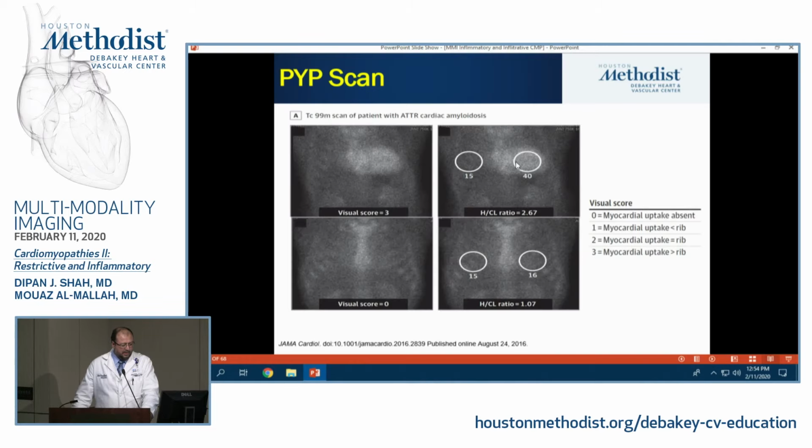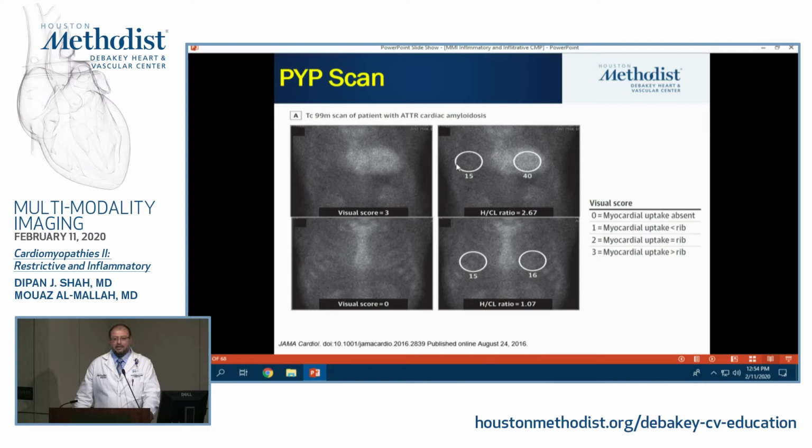And how we do it, people suggested, why don't we just draw a region of interest? We draw one over the heart and one over the contralateral lung. Somebody could ask me why they chose the contralateral lung. It's most often in the field of view. They don't want to go to the brain or the abdomen. So this is how it was done from the beginning, and that's how we try to do it today. They found that if the ratio is more than 1.5, it was very sensitive and very specific for ATTR amyloidosis.